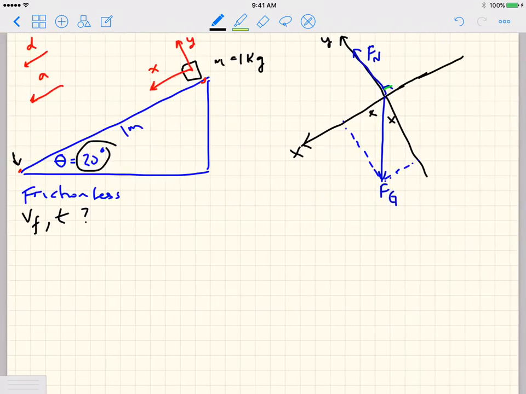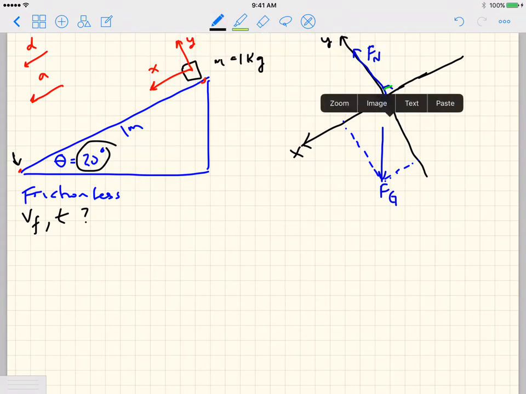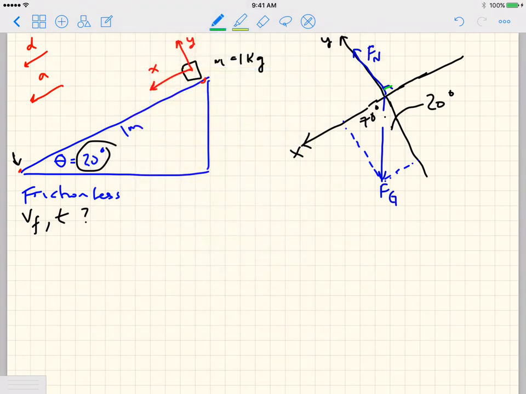Okay, so now we know that this here is 20 degrees, which of course makes this 70 degrees, but we're not going to use that. So then the question is, what are these components? We need to know the component along x, which is this guy, and we need to know the component along y, which is that guy. So I'll call that x and I'll call this y.